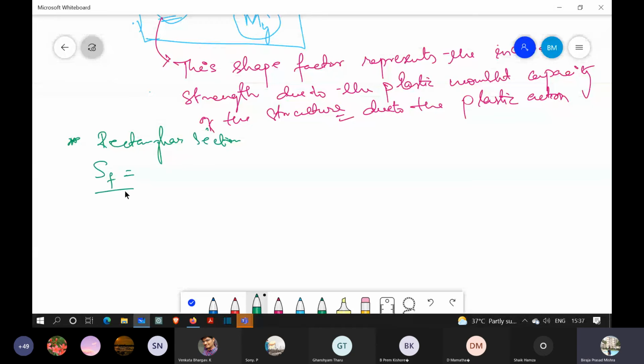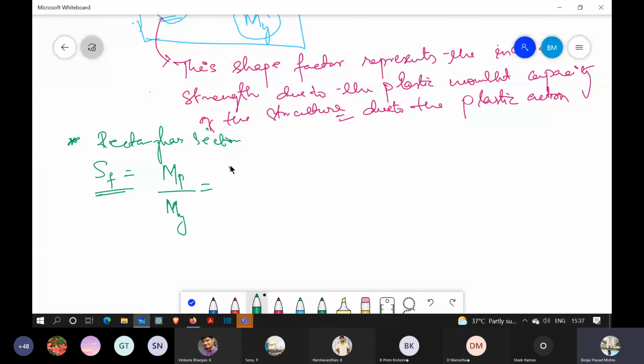Now, from your notes, please tell me what is the value of MP? Go back and check what is the value of MP for rectangular section. MP is sigma y into Z. Now, what is the value of My?